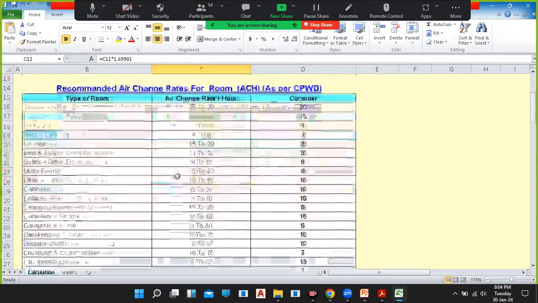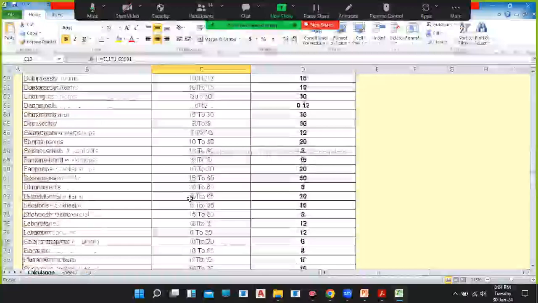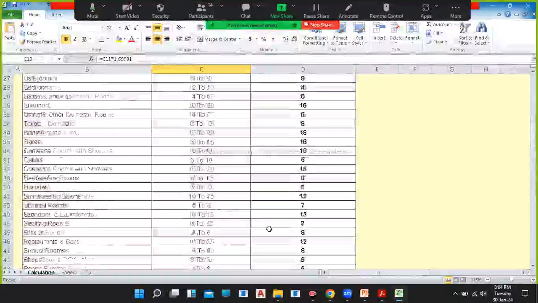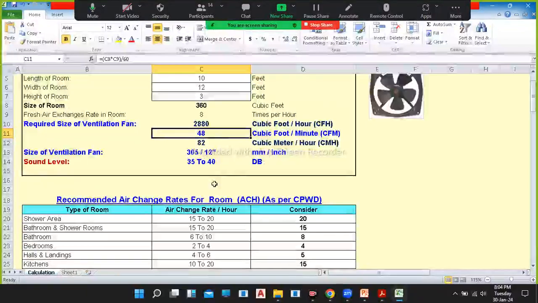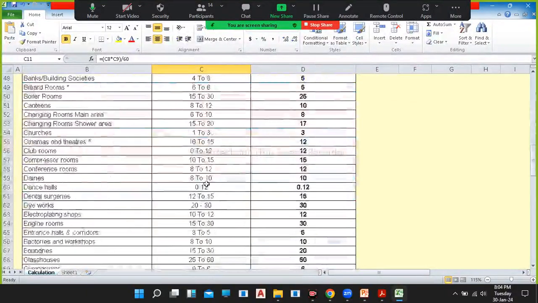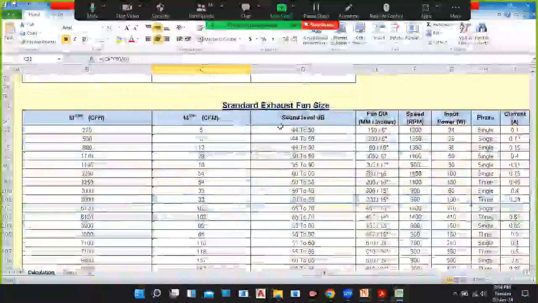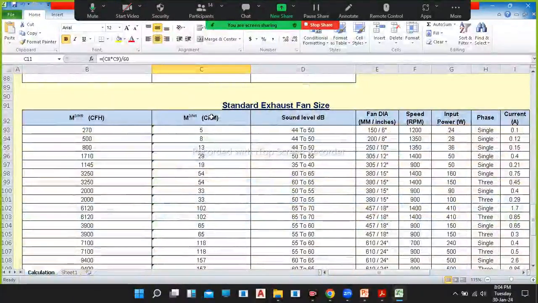Now when it comes to the size of the ventilation fan, how much CFM do I need now? I require 48 CFM. How much CFM should the fan in the market have? It should be 48 CFM. So now coming to this manufacturing company catalog, the standard exhaust fans are there in terms of CFM. What is the CFM we require?